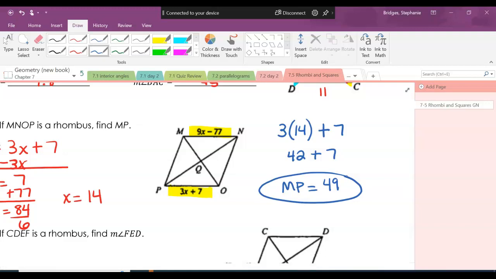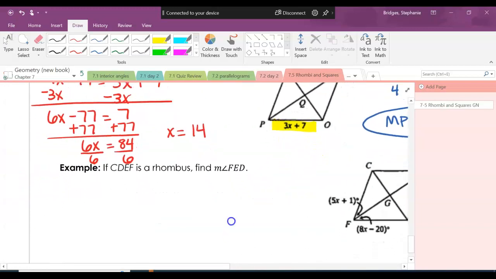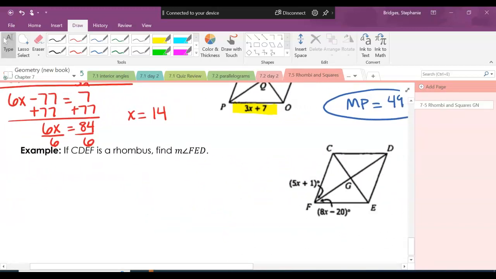Everybody kind of okay? All right, we got one more. It tells me in this picture that CDEF is a rhombus, and it wants me to find the measure of angle FED. So we've got a little bit we've got to do here first. What I want you to do first is think about how can we solve for x here.